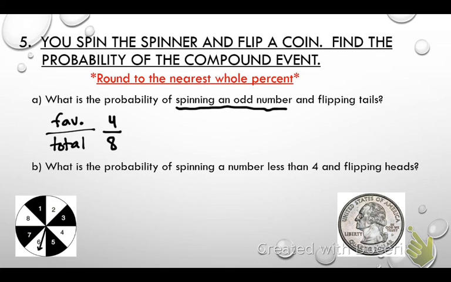What are my odds or my probability of flipping tails? 1/2. A 1 out of 2 chance. Okay, what do I do to those 2? Multiply it. So then what do I get when I multiply? 4/16, which reduces down to 1/4. And then what's my percentage? 25%. 1/4 is 25%.